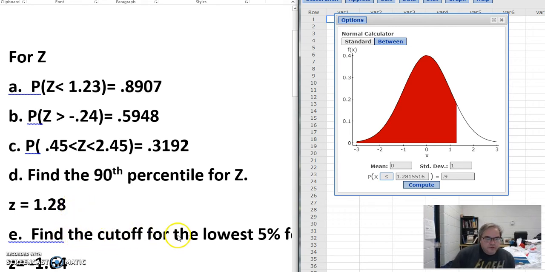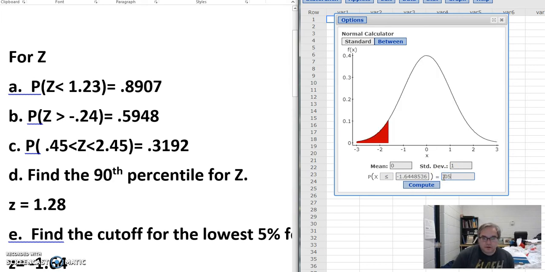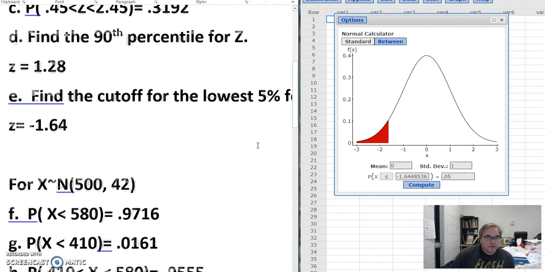When I'm finding Z values, I typically only go out 2 decimal places. This one, find the cutoff for the lowest 5% for Z. So I want the lowest 5%. I want the red down here to be 5%. So again, I'm going to clear this, and I want 0.05. Well, I'm getting negative 1.64. Makes sense. Z should be negative to get down here. That red would represent 5% of the area, 5% of the population, however you're thinking about it.